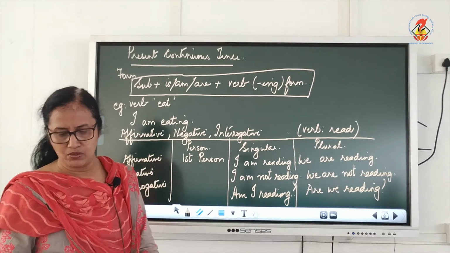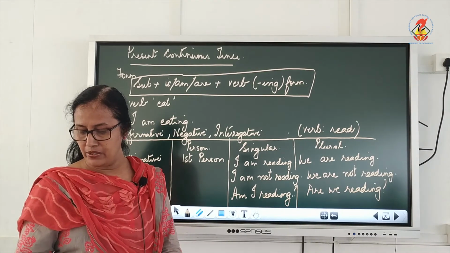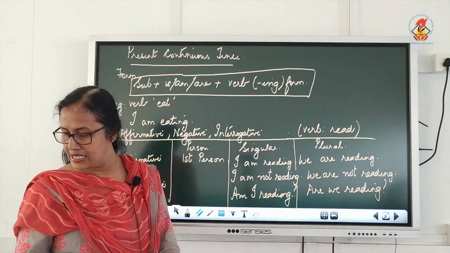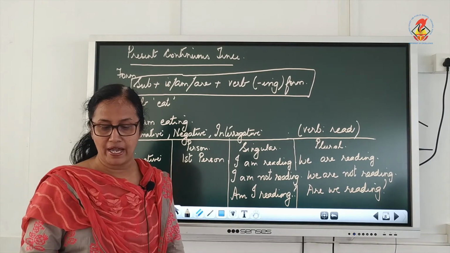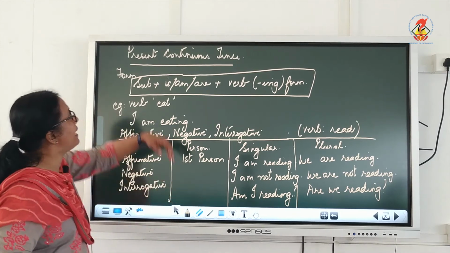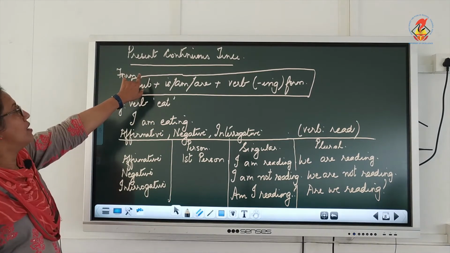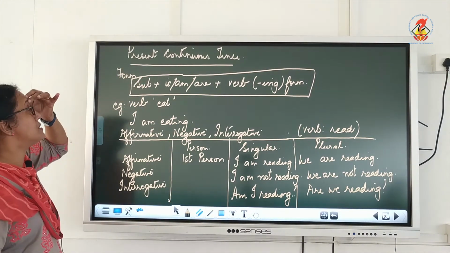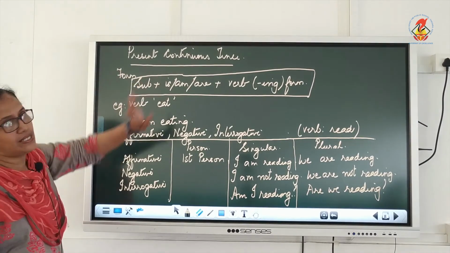We are not going to do those simple exercises, but you have to do exercise D of page 75 before we move on to the next part of your present tense. So the next one is present continuous tense.